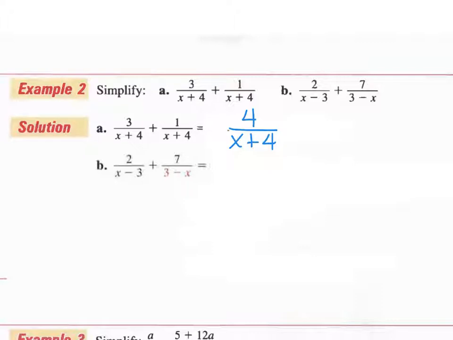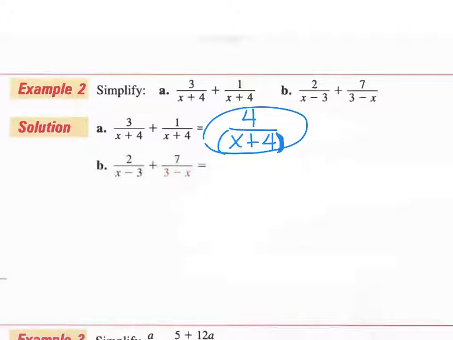Remember, this x plus 4 is attached, because the fraction bar is like a grouping symbol. I cannot cancel out the 4's, so my final answer is this, because that 4 in the denominator is attached to the x.